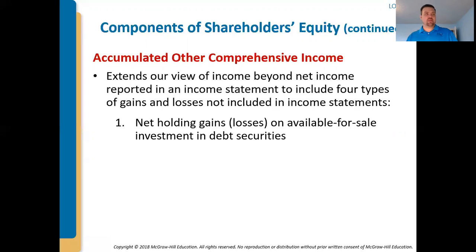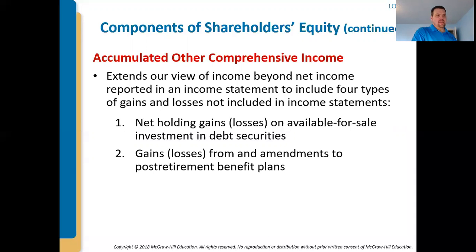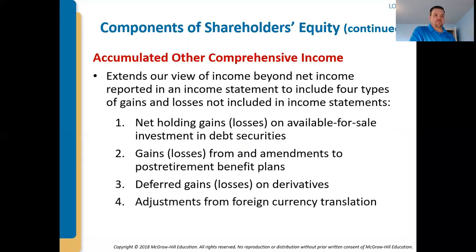And things that go into other comprehensive income are things that are atypical or not happening frequently or not anticipated to happen in the future effectively. So net holding gains and losses on available for sale investments and debt securities. We talked about that when we talked about securities. Gains and losses from amendments to post-retirement benefits. We talked about that in chapter 17. Deferred gains and losses on derivatives. That's one we won't cover in here, but it's another gain or loss on derivative financial instruments. And then adjustments in foreign currency translation. Another one we won't necessarily cover in depth in here, but it's the fourth element that can go into accumulated other comprehensive income.